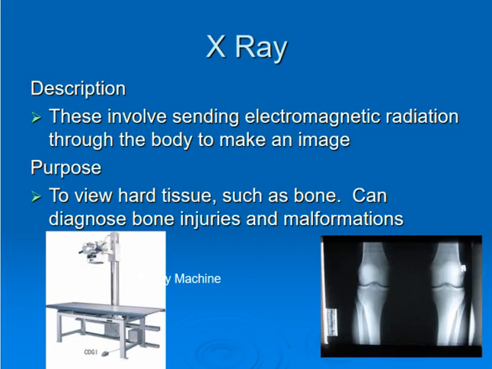It uses radiation through the body to make an image onto a screen, and it is usually used to observe hard tissue such as bones. So, for example, if you've got a fracture in your leg or a broken arm, it can diagnose these kinds of injuries and also any malformations that are occurring as somebody is growing.